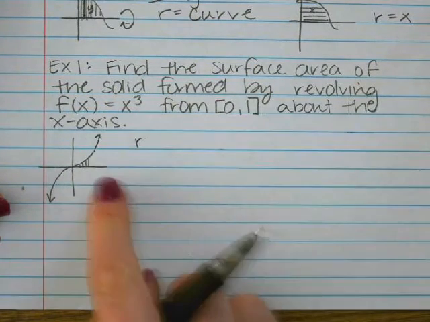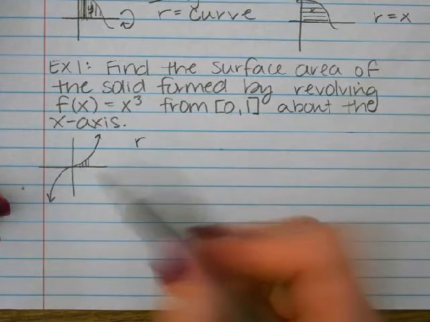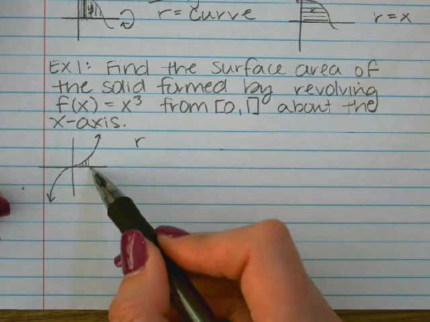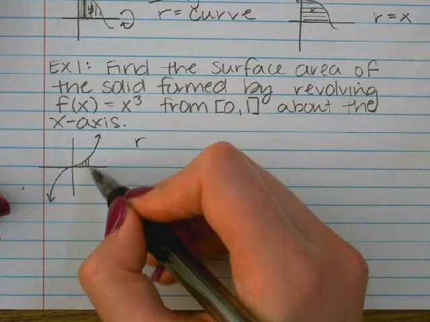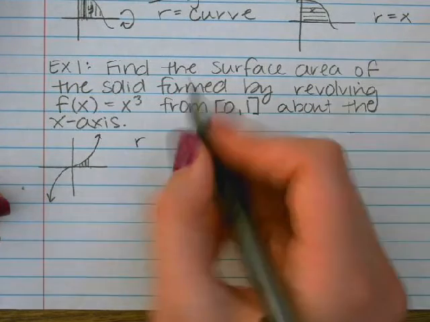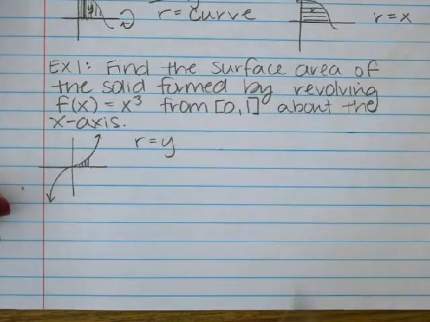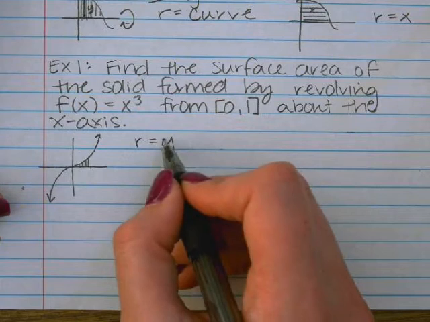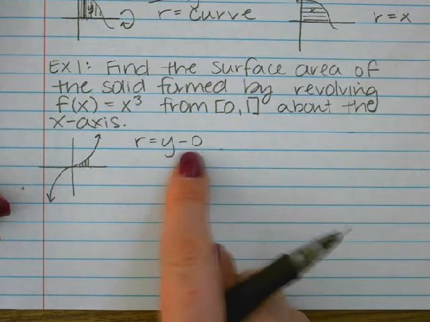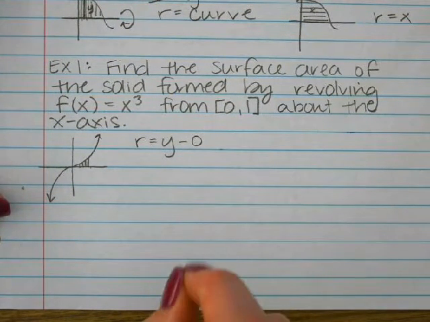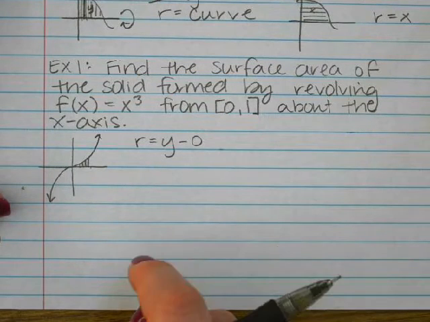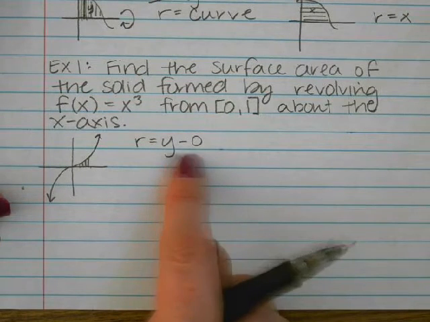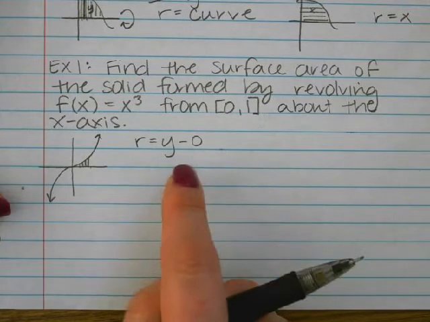And the r value is the distance from the curve itself to the x-axis. So if you can see that distance from the curve itself to the x-axis is going to be the length of your y-coordinate. And we're not allowed to use y. So it would be the y-coordinate minus 0. That would be your distance, right? Because whenever we're finding the distance between something and the axis of rotation, we just subtract them, right? So this is a top minus bottom sort of thing.